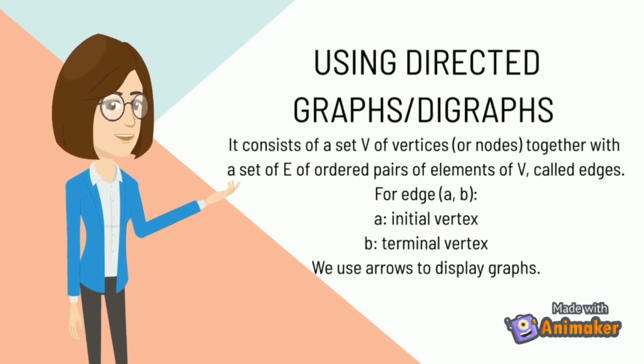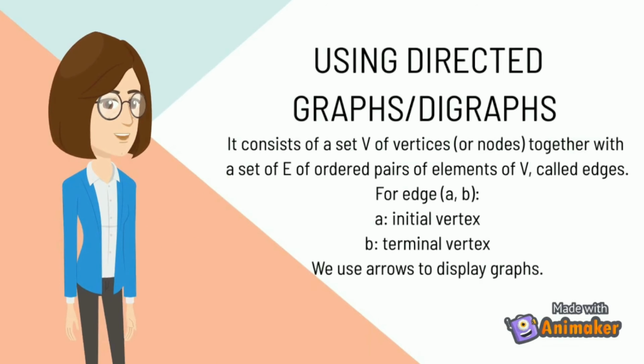Finally, we are going to discuss the second method to represent a relation, which is using directed graphs, also known as digraphs. This graph consists of a set V of vertices, together with a set E of ordered pairs of elements in V, which are called edges. Let's say, for edge (a, b), a will be the initial vertex, and b will be the terminal vertex. We use arrows to display the graphs.